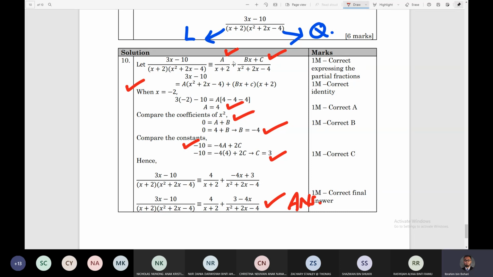Okay. Dan question 10, sekali lagi saya tekankan, you punya first step ini pastikan betul lah. This one linear, A over x plus 2, and the second here quadratic denominator, Bx plus C over x squared plus 2x minus 4. Kalau dua ni betul, saya ingat selebihnya you buat macam biasa sahaja. Okay, settle question 10.